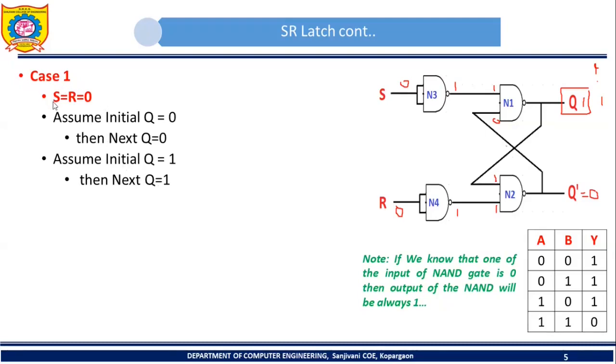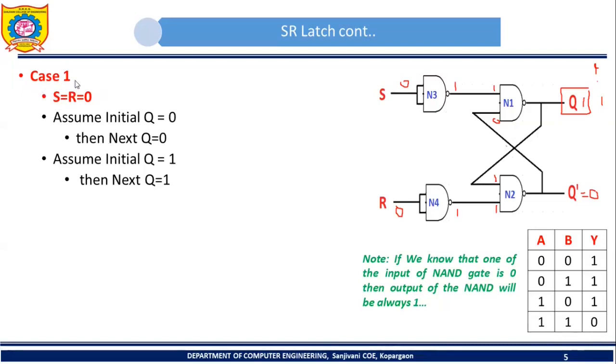So again, please try to understand this case. We applied input 0, 0. We assume initial Q is 0. So what is the new value of Q that we got? 0. Again, we assume that initial Q is 1. What is the new value of Q that we got? Again, it is 1. So can I say that in the SR latch, if I apply this input, that is S equal to 0 and R equal to 0, the value of Q is not going to change? In other words, the state of this SR latch is not going to change. If the previous state is 0, it will remain 0. If the previous state is 1, it will remain 1.